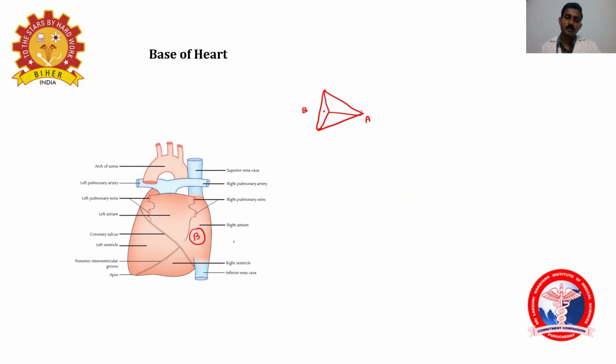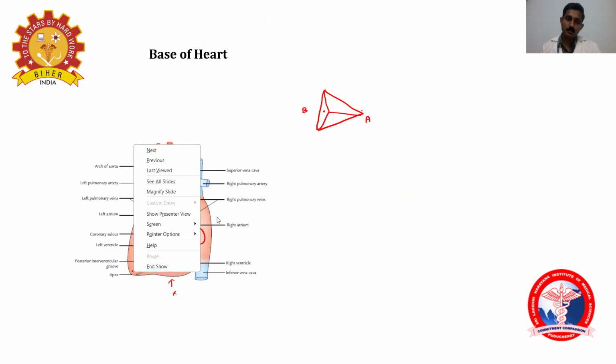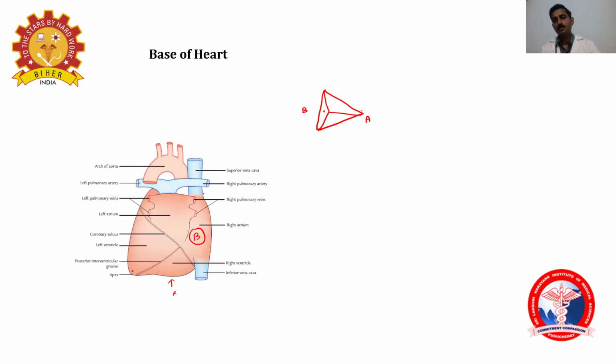So this part is the base of the heart. Most of the students tend to think of this as the base. This is wrong. Wherever we have the apex, the opposite side will be the base. So this is called the base of the heart. Now the base of the heart is on the posterior surface, so we cannot see it.